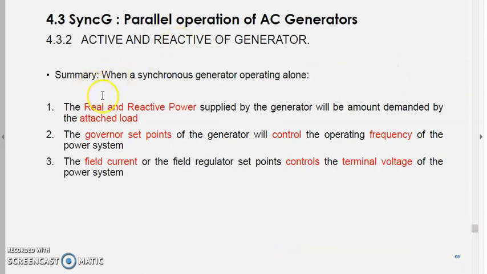Okay, as a summary, when the synchronous generator operates alone, the real power and reactive power supplied by the generator will be the amount demanded by the attached load. The governor set point of the generator will control the operating frequency of the power system. The field current of the field regulator will control the terminal voltage of the power system. So the load can only draw whatever the generator has, or you have to match the generator with your load. The governor of the generator itself controls the frequency, meanwhile your field current is used to control your terminal voltage.